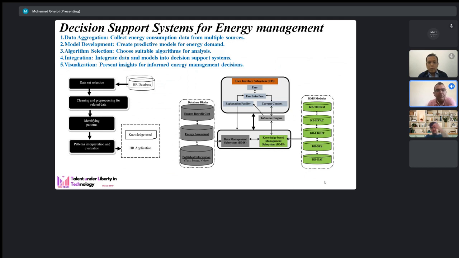First of all, we need to collect the most relevant usage and consumption data from the different sources that we have. And also, we need to check the predictive models for energy demand. We need to choose suitable algorithms for analysis. Also, we need to integrate data and models into the decision support system. And in the end, we need to present insight to inform energy management decisions.